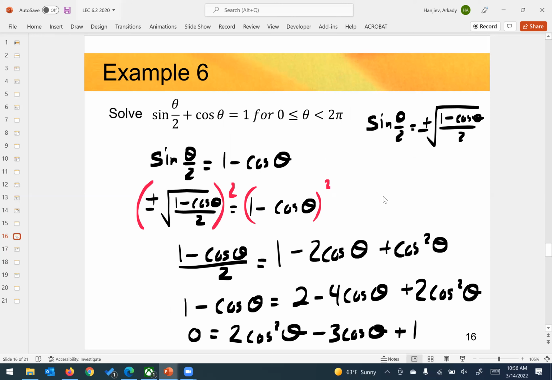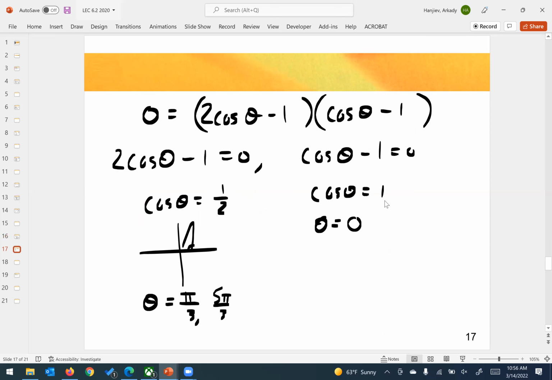Okay, so what are we doing here? We are looking at graphs, right? If you think about it, sine of theta over 2 plus cosine theta, that's a graph, isn't it? And then 1 is technically a graph, isn't it? So we're just saying, when are these two graphs hitting each other? That's technically what we're doing.